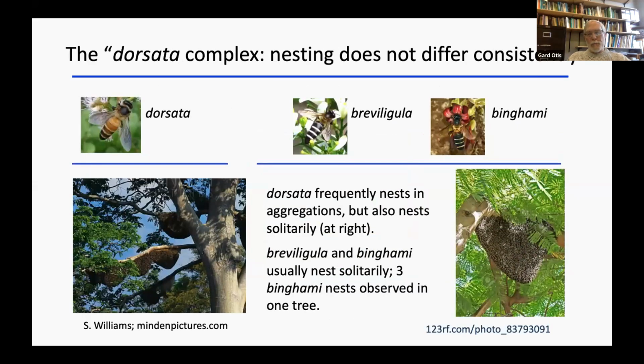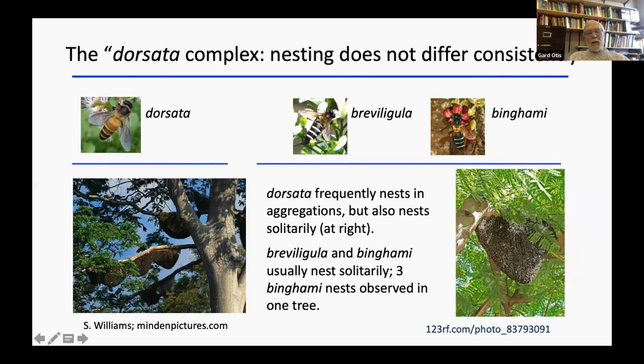One of the characteristics that has been suggested as a means to recognize at least Breviligula as being a different species from Dorsata is the belief that Dorsata typically nests in large aggregations. There's a famous tree a bit east of Bangalore in India that has over 300 different nests on it that's been put forward to be a UNESCO World Heritage Site. I haven't seen that tree, I'd like to see it. They frequently nest in large aggregations on emergent trees or on water towers, on buildings and so forth.